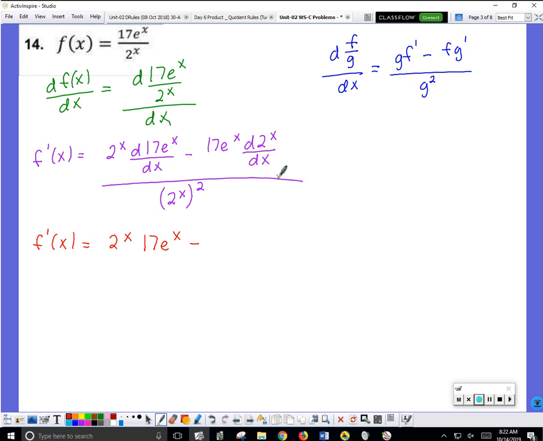Good. Next thing: minus 17 e to the x. Now I have to use the exponential rule, so it's going to be natural log of 2 multiplied by 2 to the x. Then I would have dx over dx, which is okay to not write at this point. Question? Why don't you have to write the 2 to the x squared? Oh, we will. Sorry. Yeah, don't forget the bottom.